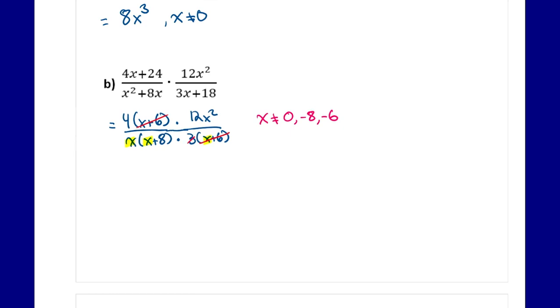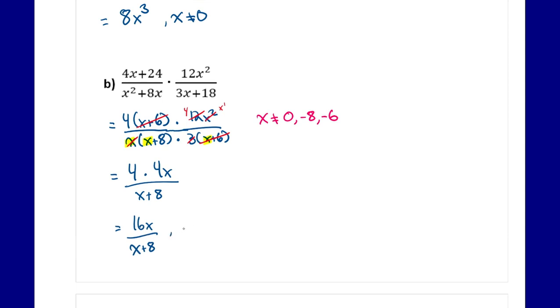I can cancel out the 3 with the 12, so I'm left with a 4. I can cancel out the x with the x squared to make it just x to the power of 1. So going through, I would be left with 4 times 4x divided by x plus 8. I can simplify the top. This would become 16x over x plus 8. I can't simplify anything further because on the bottom I'm adding, so I can't cancel anything out.